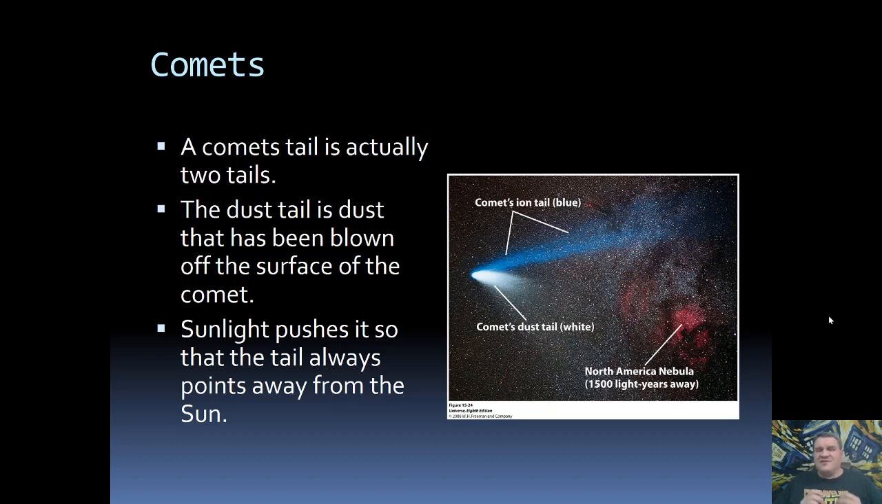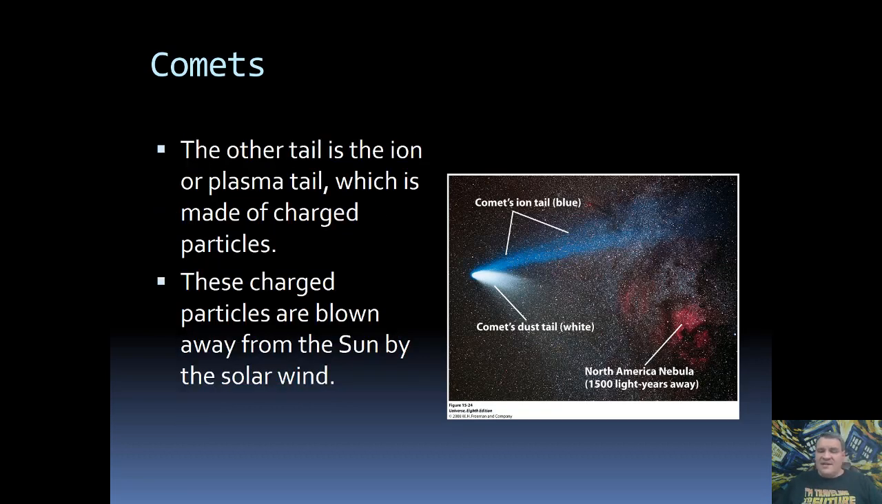Sunlight actually has a very small amount of pressure, and for how small these dust particles are, that pressure is enough to cause it to push away from the nucleus. So the dust tail is made up of dust being pushed away from the nucleus by sunlight. The other tail is the ion or plasma tail. In this picture, it is blue. This is made up of plasma, which is a whole bunch of charged particles. In this case, this is material that is becoming ionized as it's vaporizing off of the nucleus. It is then caught by the solar wind, the stream of particles and radiation blasting away from the sun, which then causes it to stream out away from the nucleus.